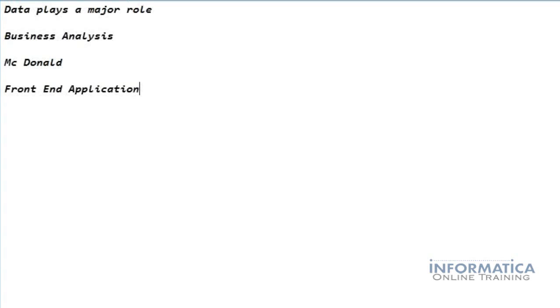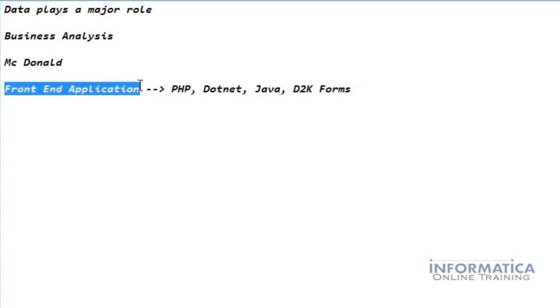So when you do that, what happens? You will be having a front-end interface where you enter all these details, right? So that is nothing but a front-end application. This front-end application is designed by using some programming languages. That could be PHP, right? That could be designed on .NET. That could be designed on Java or D2K forms. So these are all the different programming languages that we have, which are useful for designing the front-end interfaces.